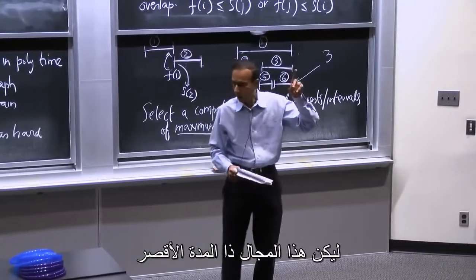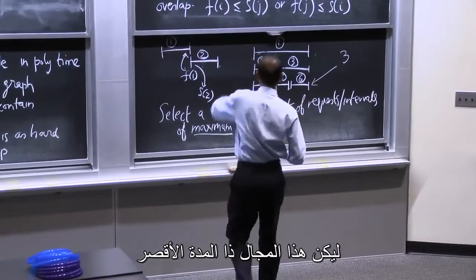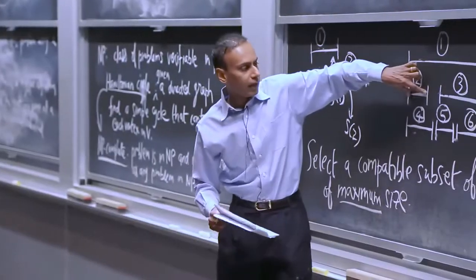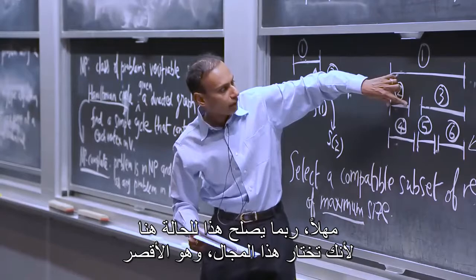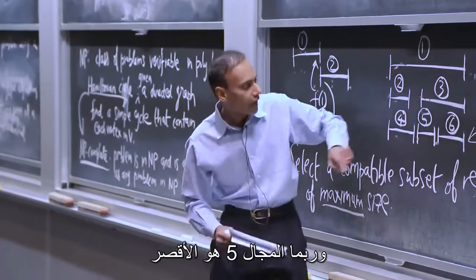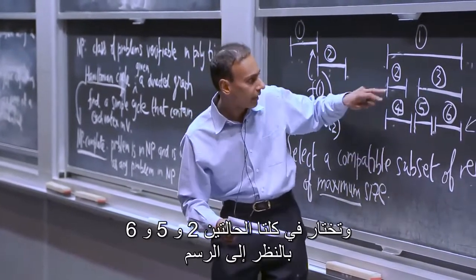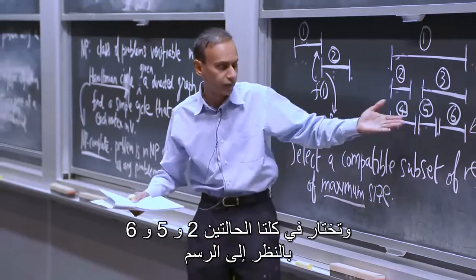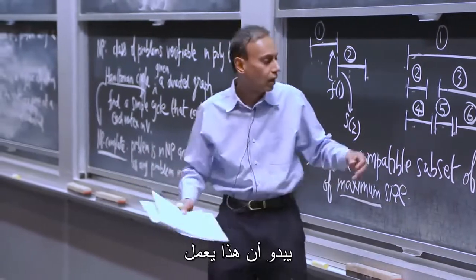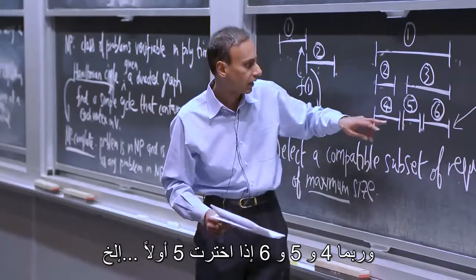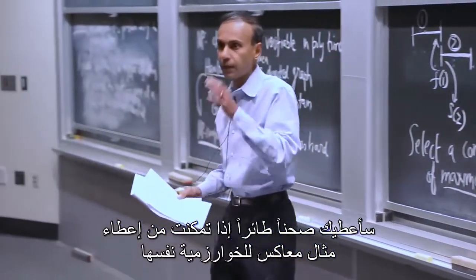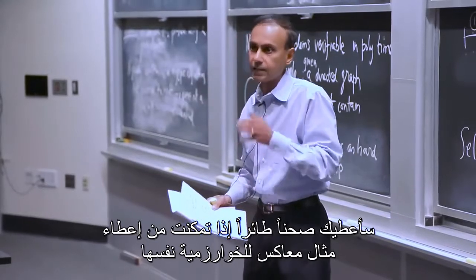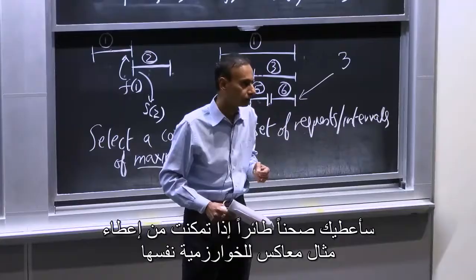Okay, so the shortest time in this case might be this one, right? The shortest time might be this one, and hey, that might work in this case because you pick this one, which is the shortest, or maybe it's 5, which is the shortest. Either way, you could get 2, 5, and 6. You know, looking at this picture, seems to work. Maybe 4, 5, and 6 if you pick 5 first, etc. Right? I'll give you a Frisbee if you can take that same algorithm and give me a counterexample.